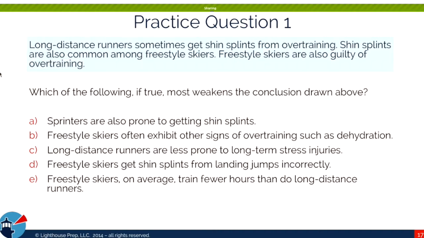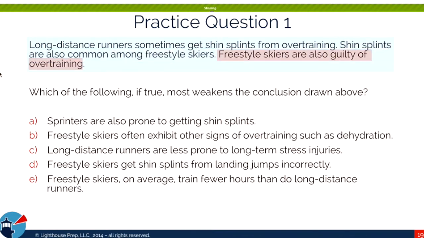So now I'm going to break apart each sentence and see how it links into a structured argument, right? So the first one, I'm going to try the therefore test. Since I don't see any keywords, I'm going to insert keywords. So I'm going to put in, therefore, long-distance runners sometimes get shin splints from overtraining. Well, that doesn't make any sense. Therefore, from what, right? So that one is clearly not our conclusion. Our second sentence, shin splints are also common among freestyle skiers. This one also doesn't make as much sense because there's no link between the first sentence and the second sentence. So can you really conclude the second thing from the first thing? No. So therefore, shin splints are common among freestyle skiers doesn't make sense.